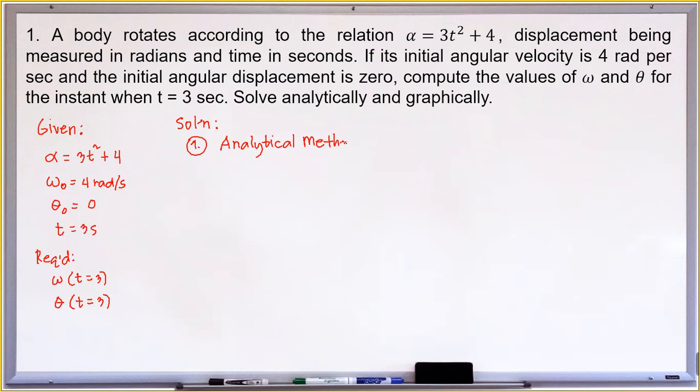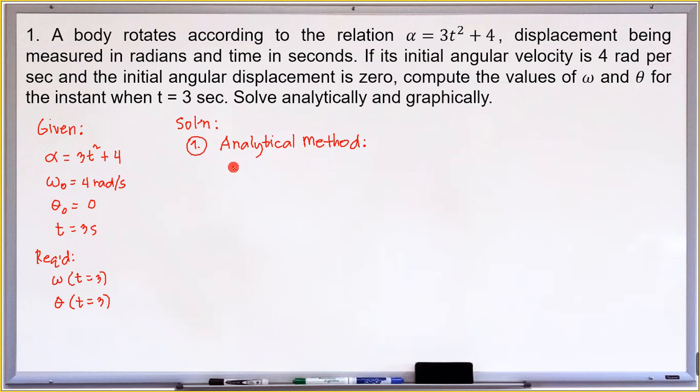The analytical method mainly uses formulas, whereas the graphical method is based on plotting. We graph the rotational motion of the body, and then by using the formulas for planar objects, we can solve for the angular speed and angular displacement.